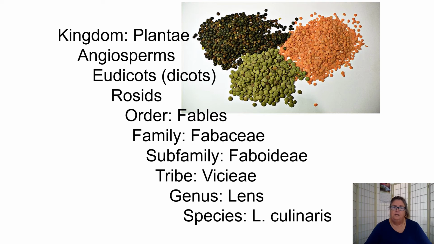So they are in the plant kingdom. They are angiosperms. They are dicots. The order is Fabales, family Fabaceae, and then there are many, many subfamilies and tribes. Here we're looking at the genus Lens. These are lentils, Lens culinaris. So this is a lentil that we eat, and it's called lens because the seed is lens shaped. It's convex on both sides.